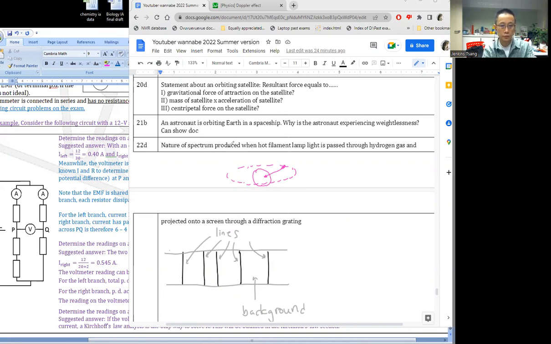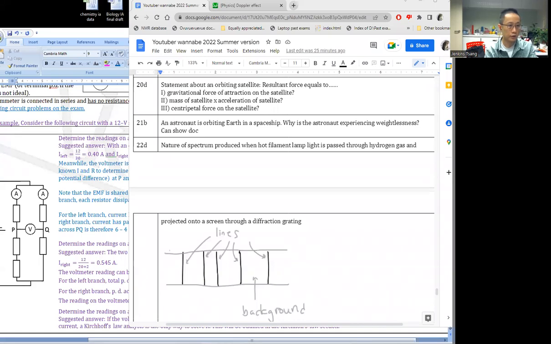In the second statement, the resultant force equals the mass of the satellite times the acceleration of the satellite, and that's definitely correct because that's a simple application of F equals ma. The third statement says that the resultant force is the centripetal force acting on the satellite. Definitely true as well, because the satellite is orbiting at constant speed, meaning that there's no tangential acceleration. The only acceleration that the satellite is experiencing is centripetal in nature. So centripetal force provides centripetal acceleration. So all 3 statements are correct.